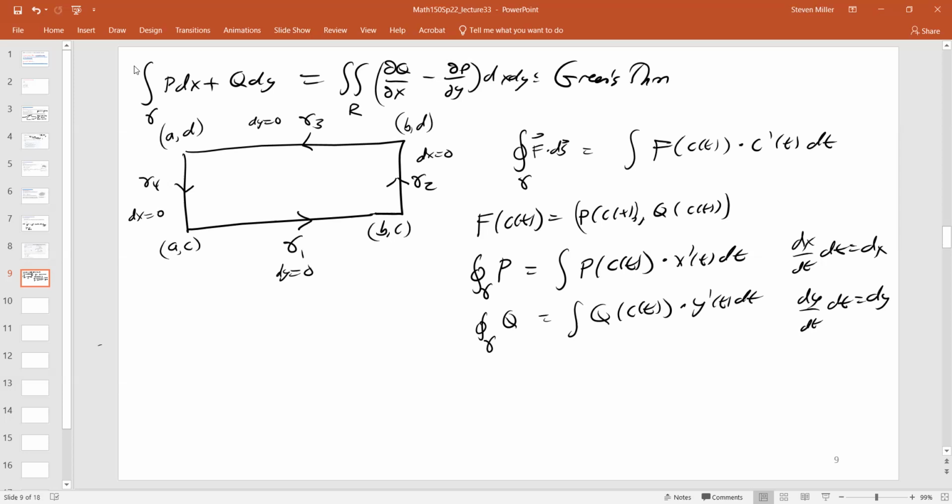Well, the way we do things is we have a vector valued function. So f is going to be p comma q. And then the way we do these line integrals is I take the dot product of it with c prime of t dt. And c prime is going to just be the vector x prime comma y prime. So I'll get my p dx and I'll get my q dy. And so we see we've got the p dx. There's really no dx on gamma 2 and gamma 4. So my integral over gamma of p dx is just going to be the integral over gamma 1 of p dx plus the integral over gamma 3 of p dx. And I have to remember the orientation I have for those.